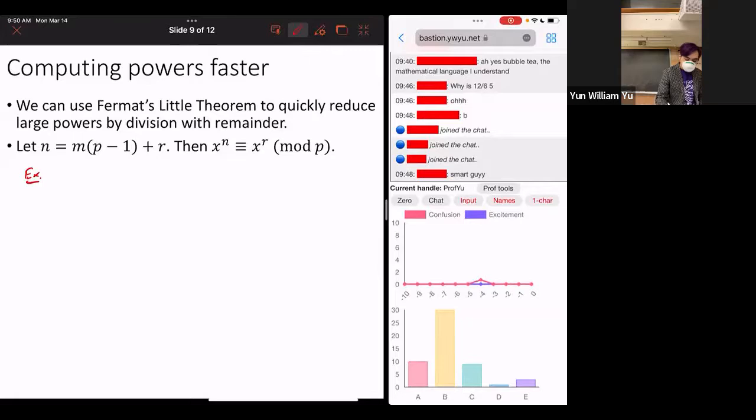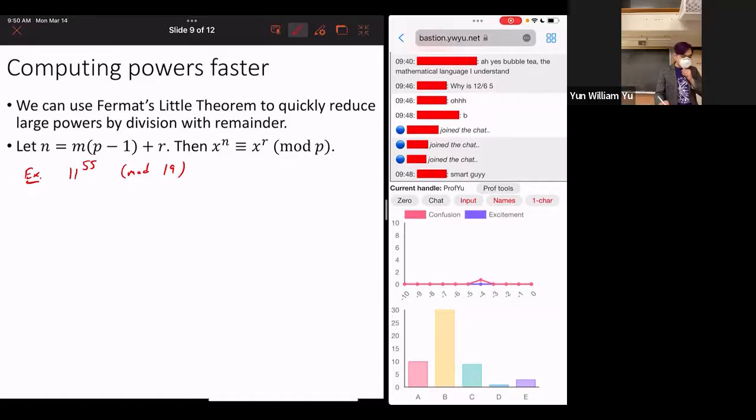So example, 11 to the 55 mod 19. So we actually did this one in class. So this is one of the ones we did in class. I gave you the powers of 2. You broke up 55 into a sum of 32 plus 16 plus so on.